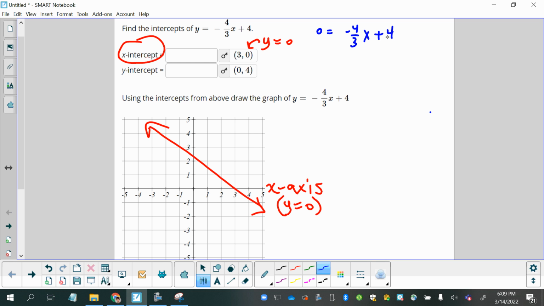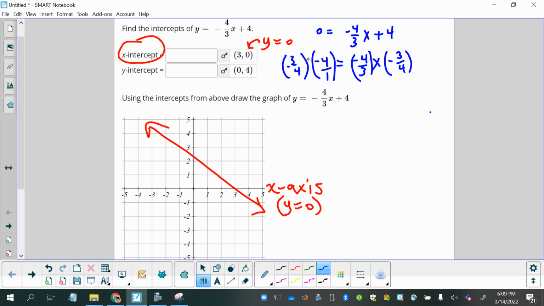So I'm going to start by subtracting 4 from each side first, and then I'm going to do inverse multiplication, which is division, or you can just flip the fraction and multiply by its reciprocal, negative 3/4. Make sure you do it to both sides. Okay, and if it helps you, put the regular numbers over 1 when you're multiplying fractions.